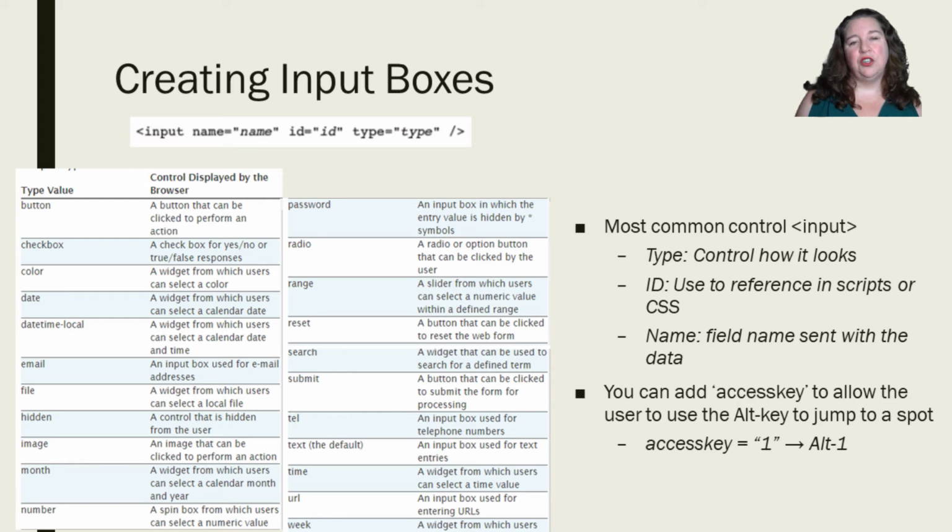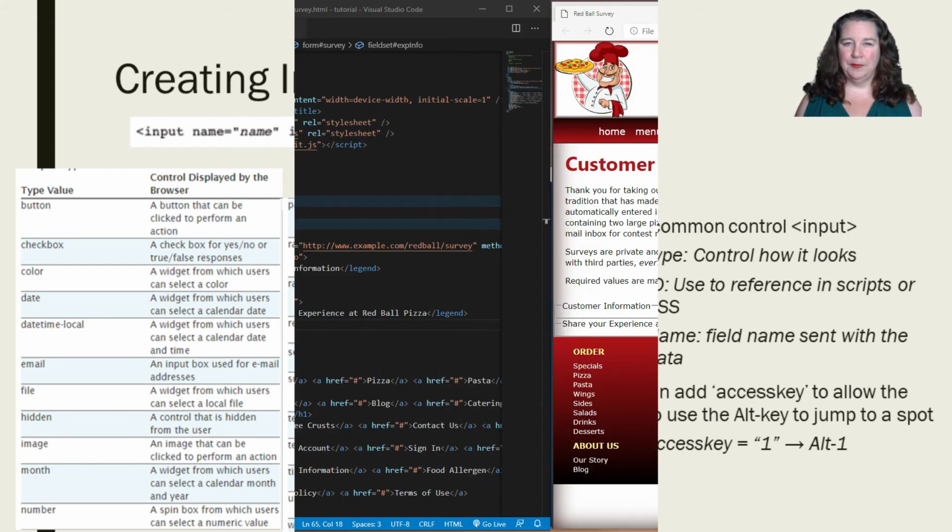Also included in your input is the attribute for an access key, and this is where you can have an alt number or letter that is going to get you to a specific field if you want to use that. So we're going to talk about a couple of these different types as we move forward, but let's just start with our basic input.